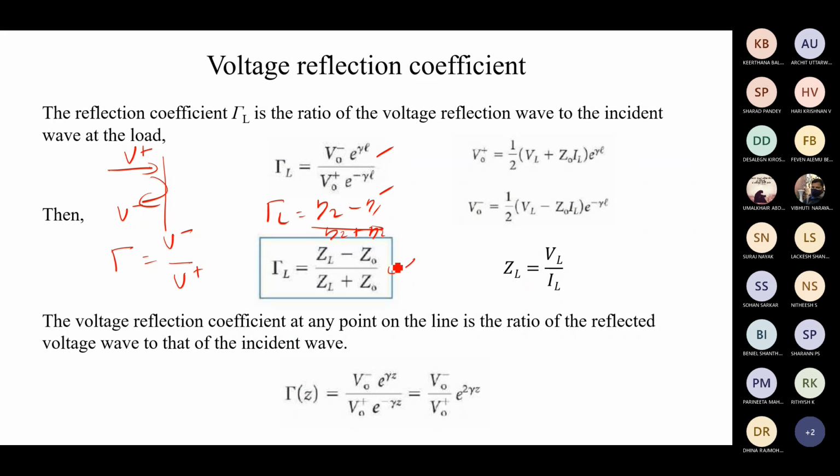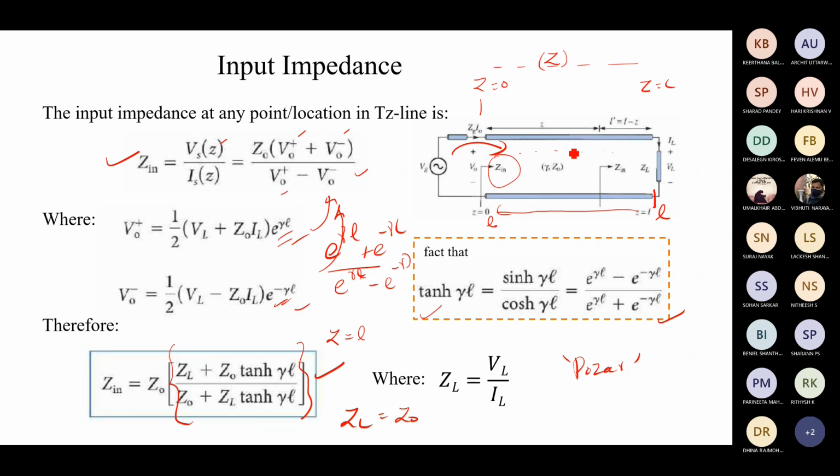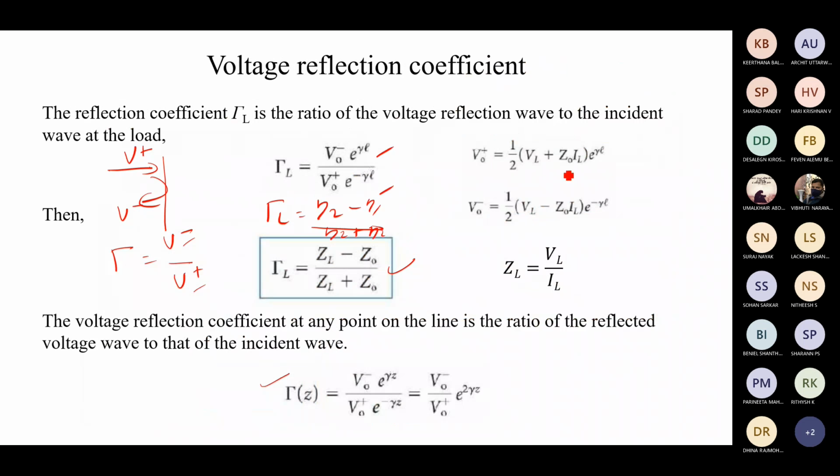So this is the expression for the voltage reflection coefficient, because it is calculated out of the voltage. Similarly, for the current reflection coefficient, you will get the same magnitude. So this is the load reflection coefficient, and from this we can easily calculate the overall reflection coefficient, in other words the reflection coefficient at any particular point, because we know the input impedance. So obviously we can easily calculate the reflection coefficient. This is nothing but Z in minus Z0 divided by Z in plus Z0.